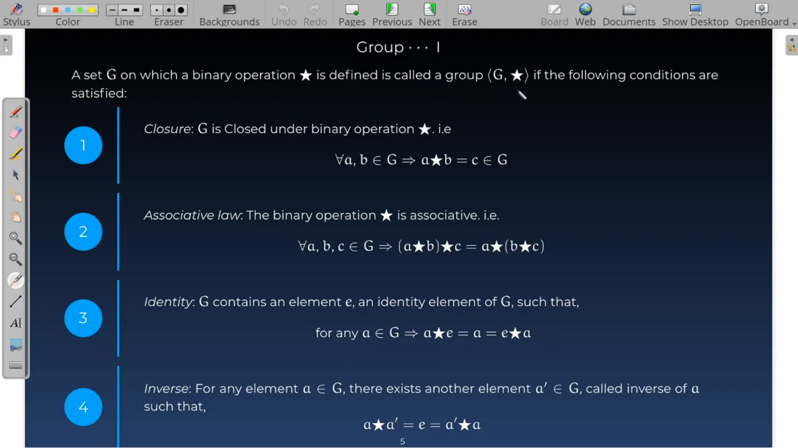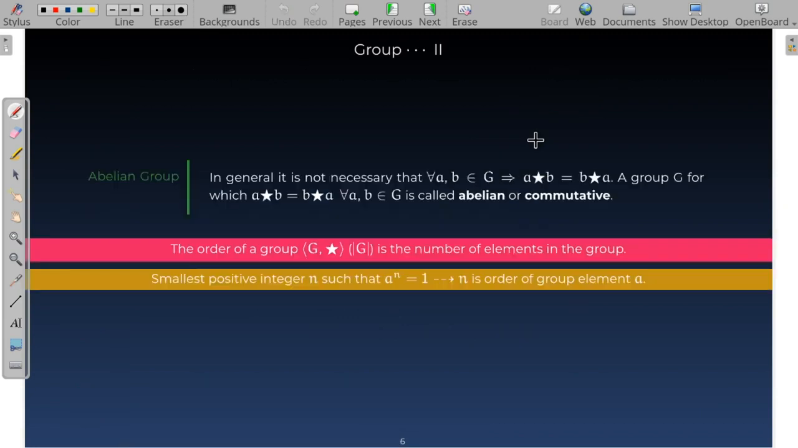In general, star represents two operations. Either this star is going to be addition, or it can be multiplication, or sometimes we denote multiplication simply by dot. Okay, so this is the definition of a group, and this is something that we have already discussed in the last lecture. Now a group does not need to be abelian, meaning it does not need to satisfy the commutative operation, but if a group is satisfying this commutative operation, then it is called an abelian group or commutative group.